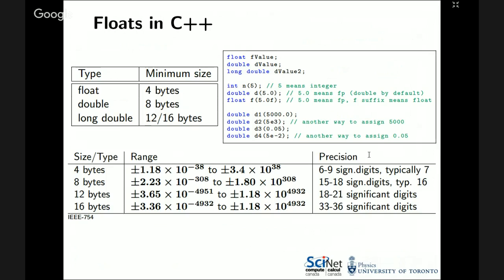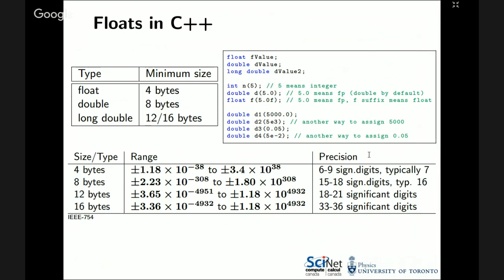And you can see that for the 16 bytes, the long double goes to 10 to the 4,932. So it's a wide range of numbers. It has also different precisions depending on the type. It can have 7 significant digits, 15, usually 16, 20, 30 something. It depends on the type as well.